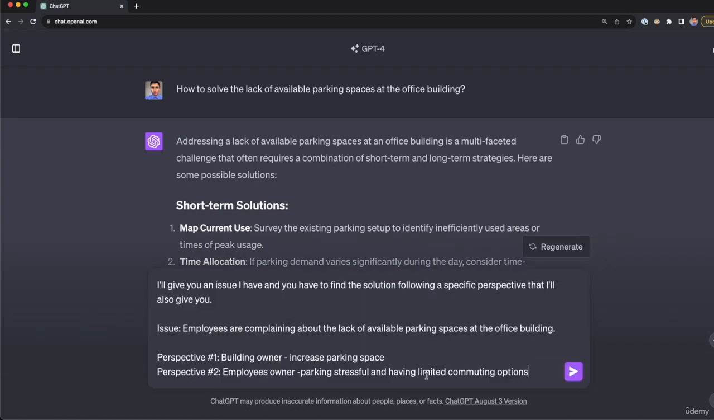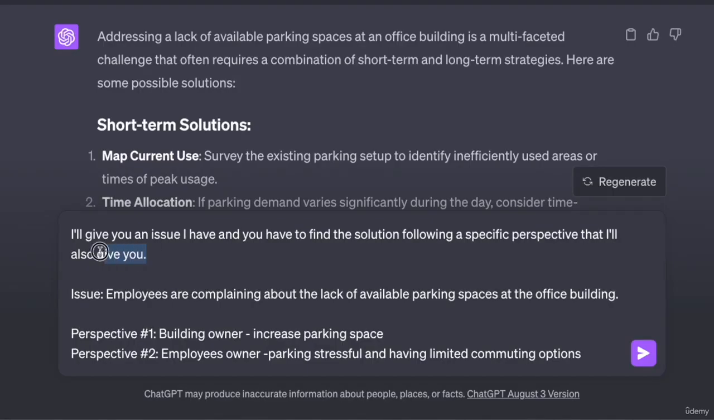So here's the prompt that we're going to use. First, I'm going to start by saying I'll give you an issue I have and you have to find a solution following a specific perspective that I'll also give you. And well, here's the issue. Employees are complaining about the lack of available parking spaces at the office building.